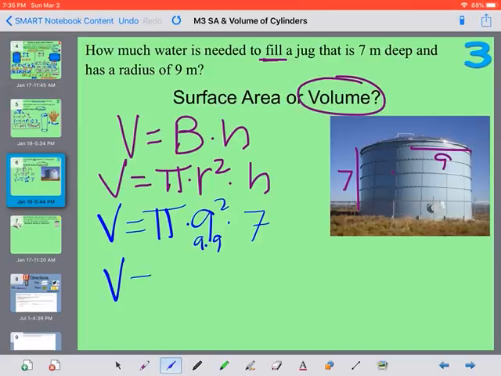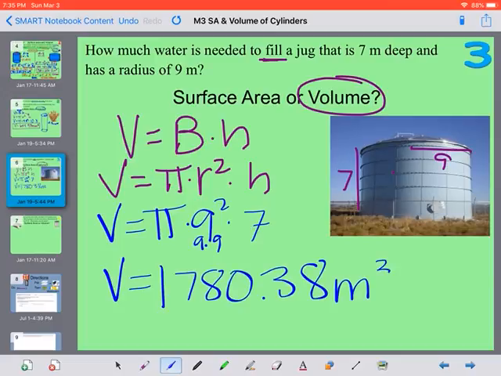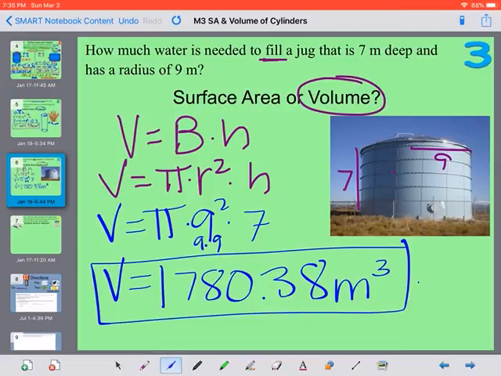And we get a volume of 1,780.38 meters cubed. That's how much water would be needed to fill this ginormous thing, cylinder, whatever you want to call it.